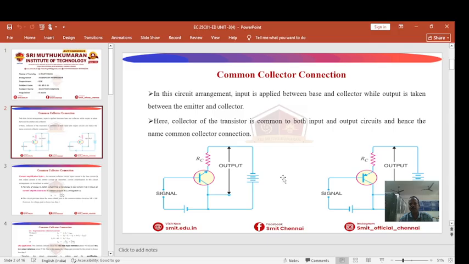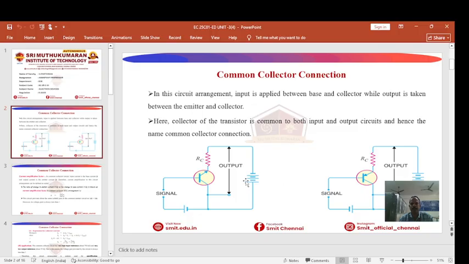So in this circuit arrangement, the input is applied between the base and collector, while the output is taken between the emitter and collector. The collector of the transistor is common to both the input side as well as the output side. Hence the name common collector connection.